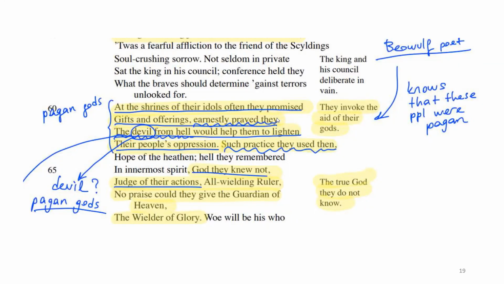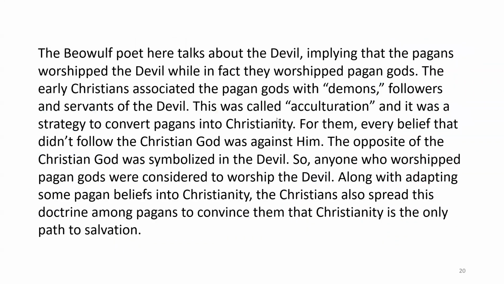Look, he says, "the devil from hell, earnestly prayed they, the devil from hell." So he says that the pagans prayed to the devil. Well, he implies that the pagans worshipped the devil, while in fact they worshipped pagan gods. The early Christians associated the pagan gods with demons, followers and servants of the devil. This was called acculturation, and it was a strategy to convert pagans into Christianity.